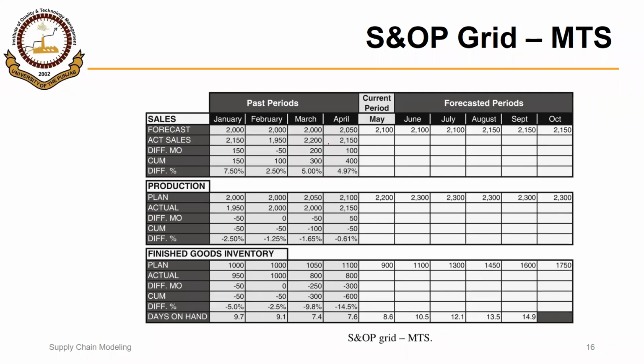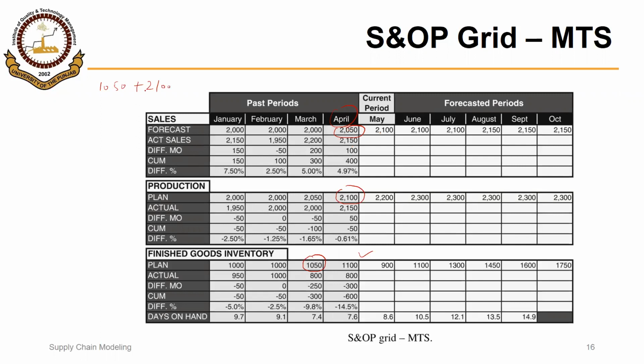So for example, if we take the example of April, from where does this 1100 come? This 1100 is equal to the planned finished good inventory for the previous month, that was 1050, plus planned production for this month, that is April in this case, minus planned sale, that is the forecast for the month of April. So that will be equal to 1050 plus 2100.